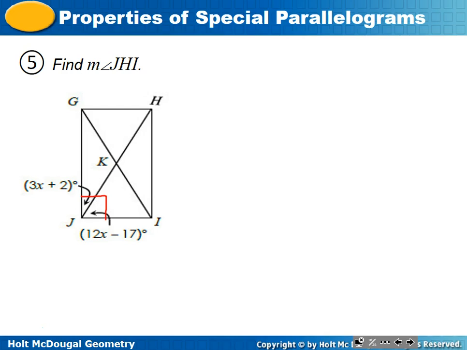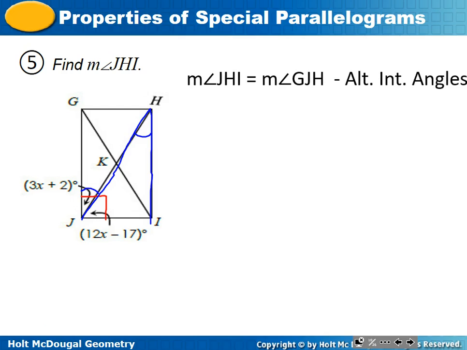Now let's look and see what it's asking us to find. This problem is asking us to find angle JHI. JHI is this angle up here. And once we find our x, these two should be congruent to each other because they're alternate interior angles. But the first thing we have to do is find x.